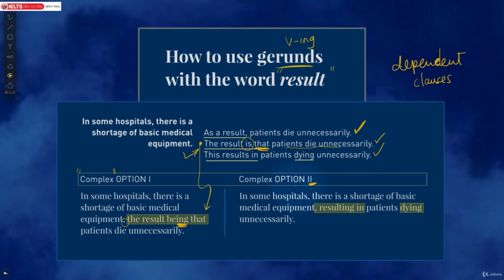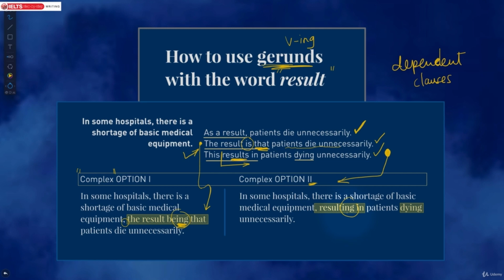But we're looking at this one here for complex option number 1. Look at complex option number 2. This one is for the third one here. In some hospitals, there is a shortage of basic medical equipment, resulting, notice this becomes the gerund, resulting in patients dying. That stays the same, unnecessarily. So for number 2 and number 3 here, I just need to change one part of the sentence into a gerund. For option number 2, it's the word is. For option number 3, it's the word result.